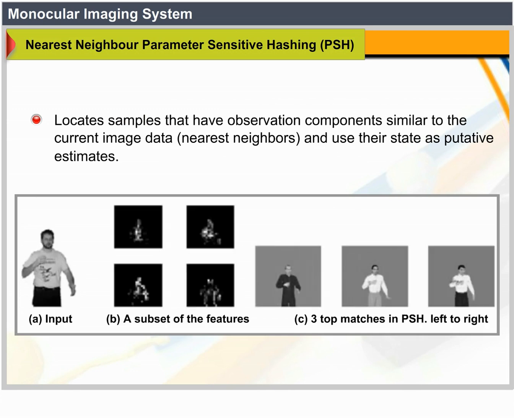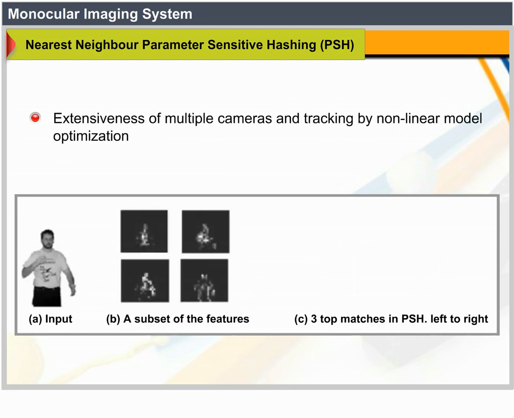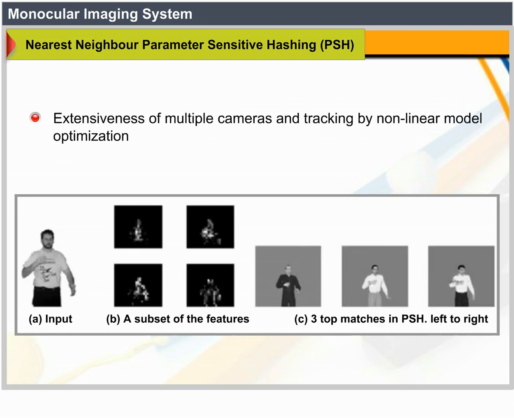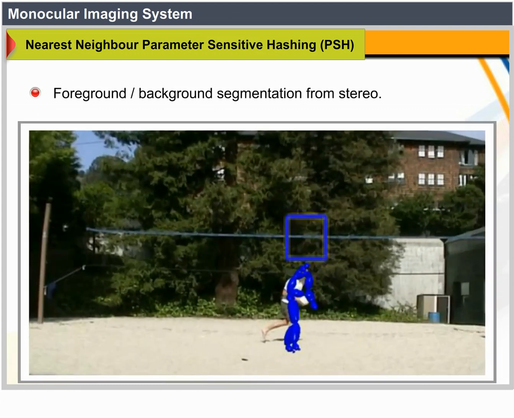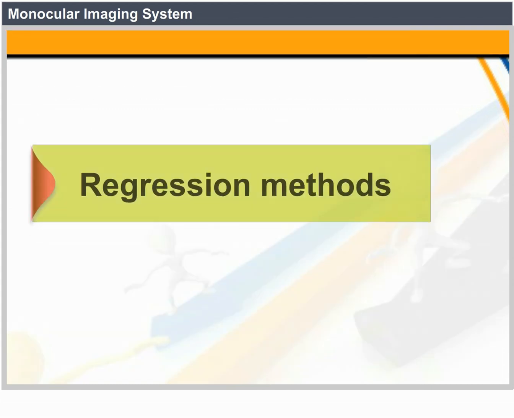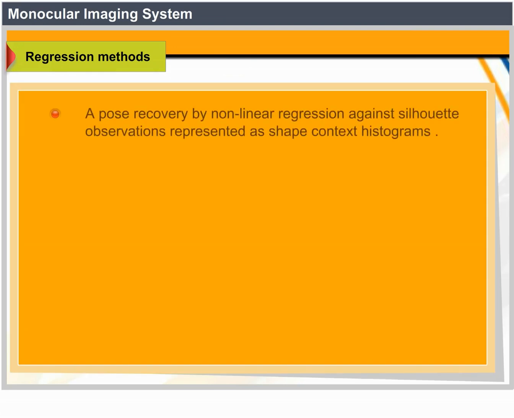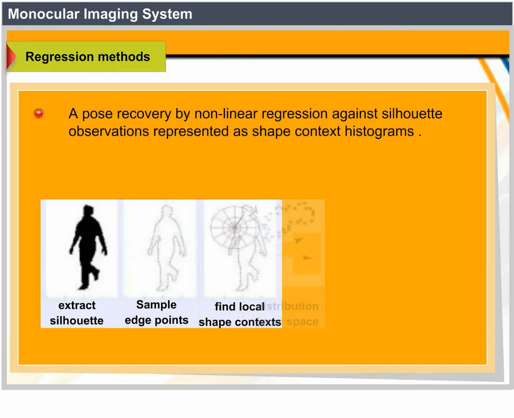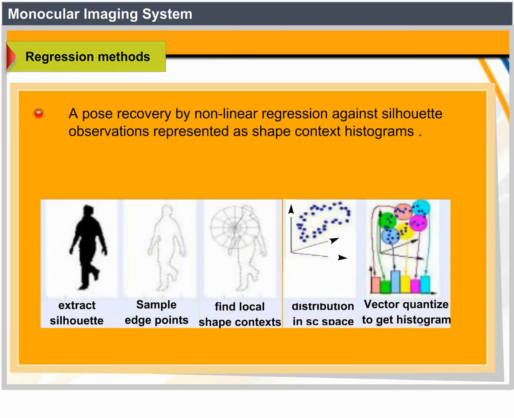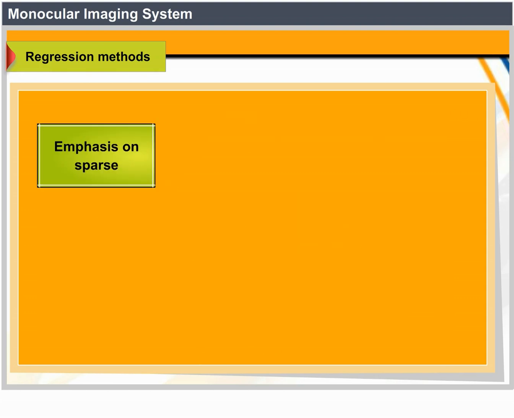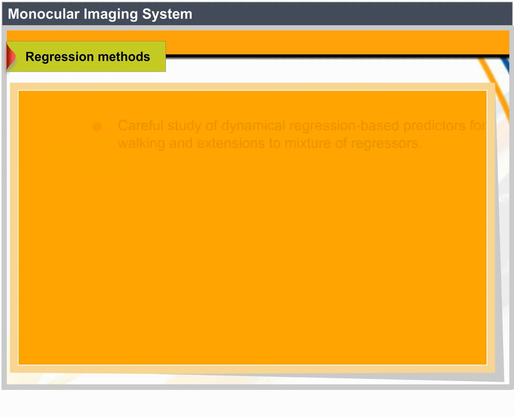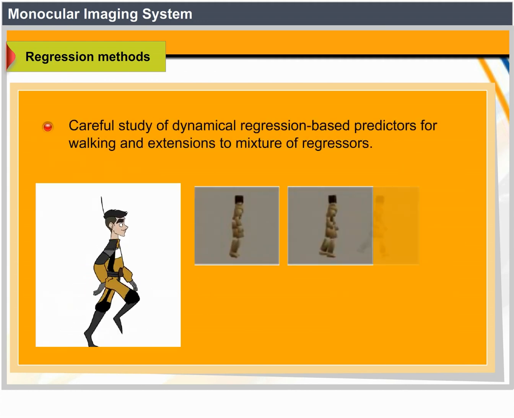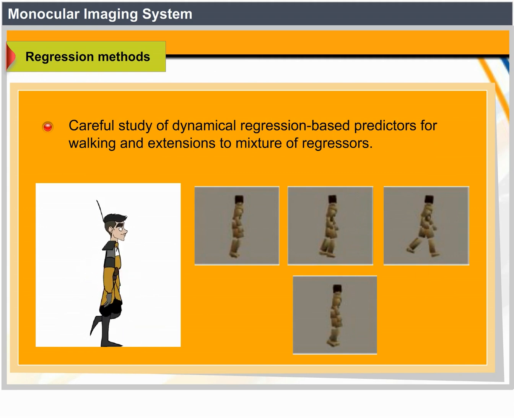Extension to multiple cameras and tracking by nonlinear model optimization, foreground-background segmentation from stereo. Regression methods. Pose recovery by nonlinear regression against silhouette observations represented as shape-context histograms, with emphasis on sparse, efficient predictions and good generalization. Careful study of dynamical regression-based predictors for walking and extensions to mixtures of regressors.